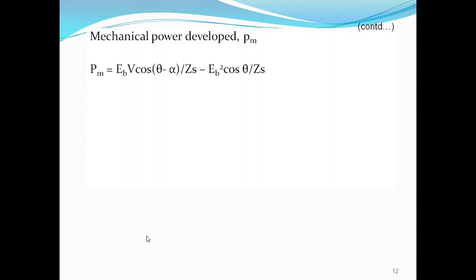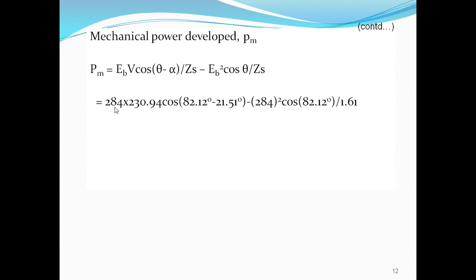So mechanical power developed PM is EB into V into cos theta minus alpha by ZS minus EB square into cos theta by ZS. Substitute the values here. EB value 284, V value 230.94 and cos of theta minus alpha. What is theta? 82.12 degrees and alpha is 21.51 degrees divided by ZS. I forgot here to put ZS also. ZS also there, divided by ZS.